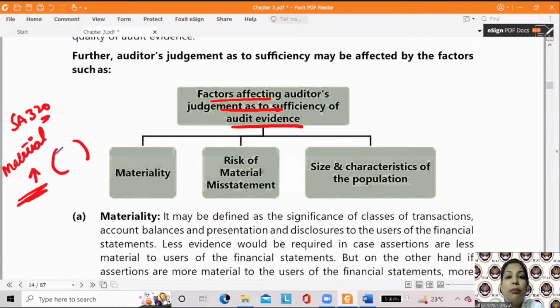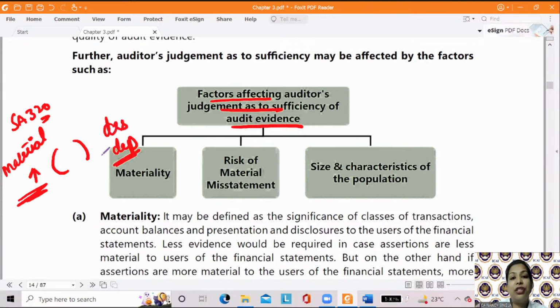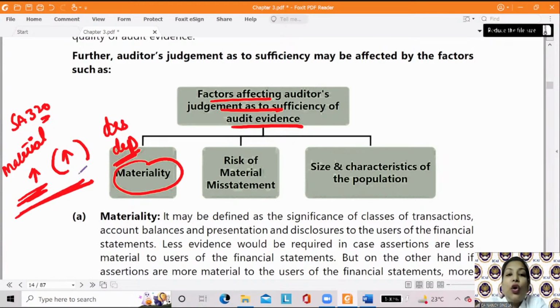One of the factors is what? Materiality. So whether with respect to depreciation or, let's say, with respect to debtors, I need to obtain sufficient audit evidence, you will first think whether it is material or not. If it is material, tell me. Sujal, Khojema, Dhyanesh, Jyoti, Vidya, all are saying high, which is absolutely correct. So if any item is material, obviously the auditor is going to obtain more audit evidence.